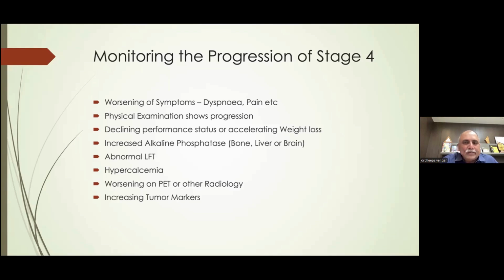Is there accelerating weight loss, which might indicate a greater liver involvement as well? You have increased alkaline phosphatase, which can come from any of the vital organ involvement. You have abnormal liver function tests, hypercalcemia, which can come from bony involvement, worsening on the PET-CT or other radiology, or increased tumor markers.